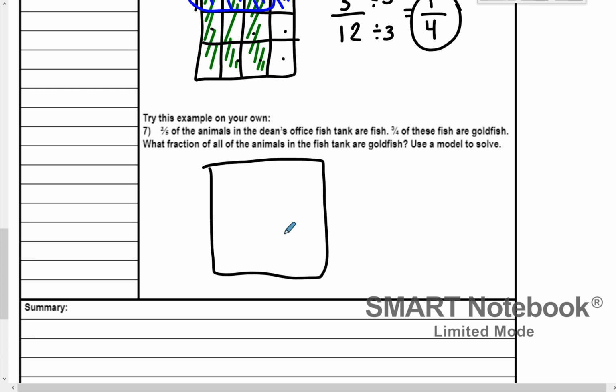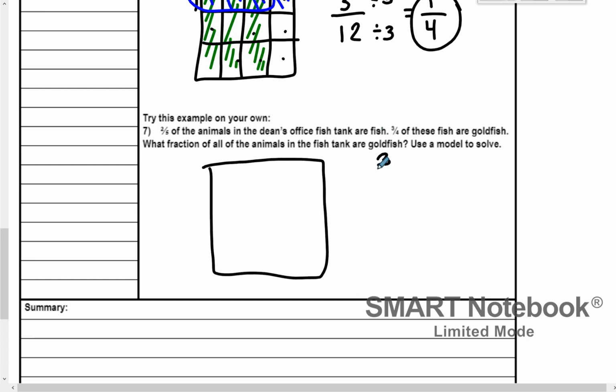All right, so at this point, if we are resuming the video, we should have this model finished and we're just checking our answer. 2/5 of the animals in the dean's office fish tank are fish. Okay, so they might have some crabs, some things that are not fish. But 2/5 of those animals are fish. 3/4 of those fish are goldfish. So even more specifically, 3/4 of those fish are goldfish. What fraction of all the animals in the fish tank are goldfish?